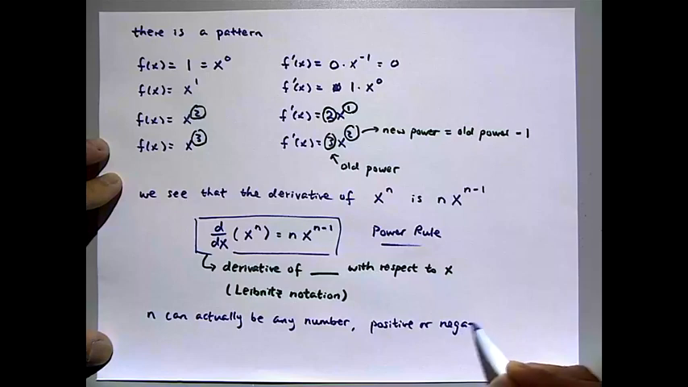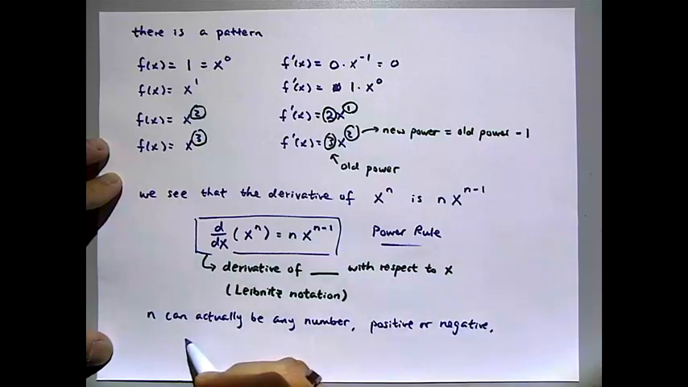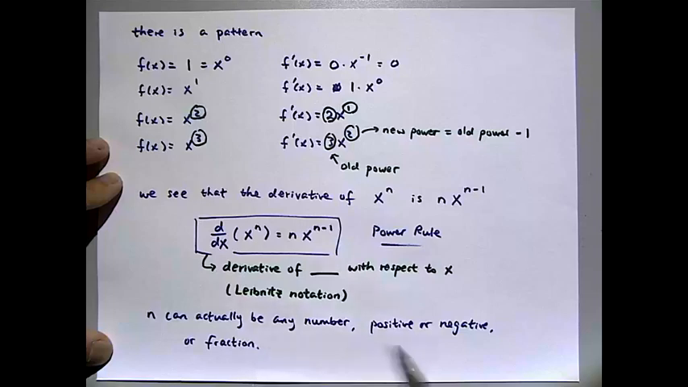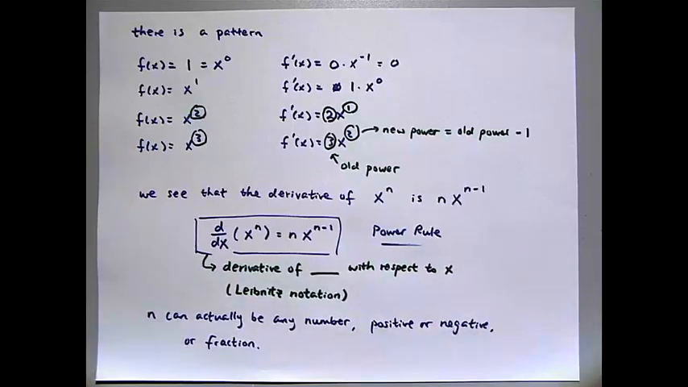Can be positive or negative. Or even a fraction. It's a little bit more difficult to show that's the case using the limit. It gets a lot more complicated using limit to show this is true, but it turns out to be the case.